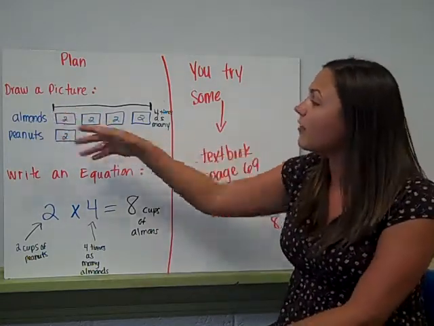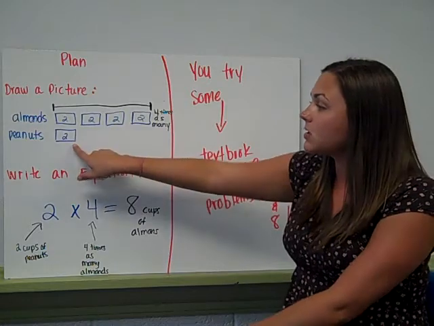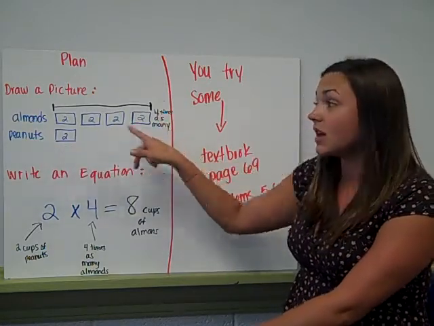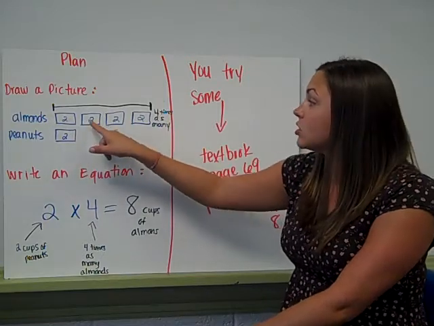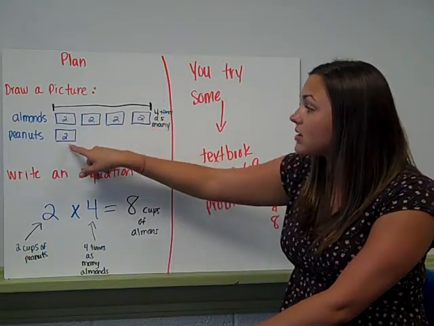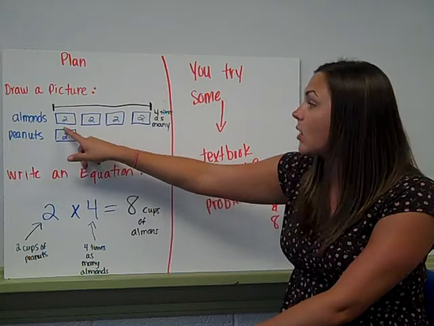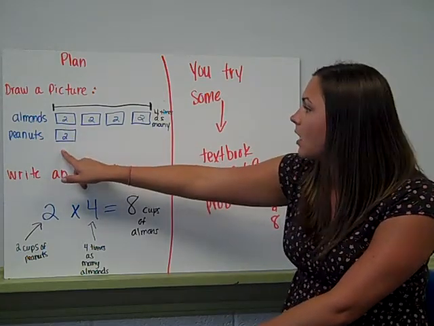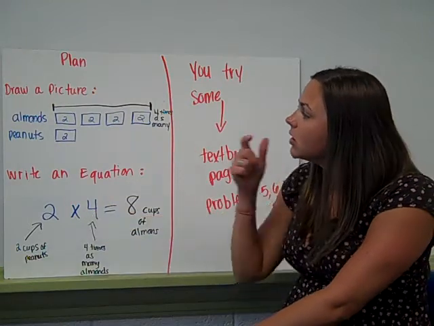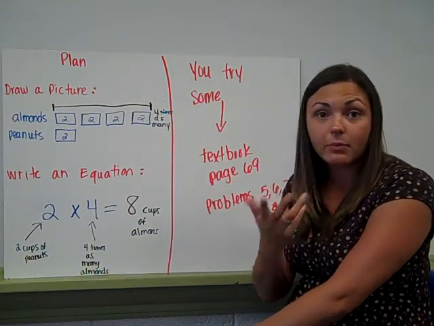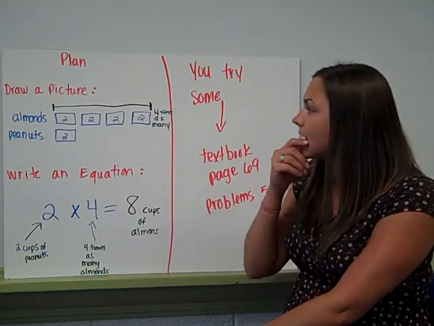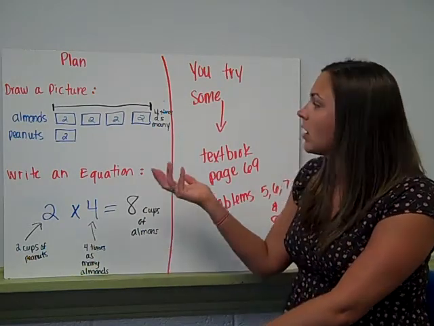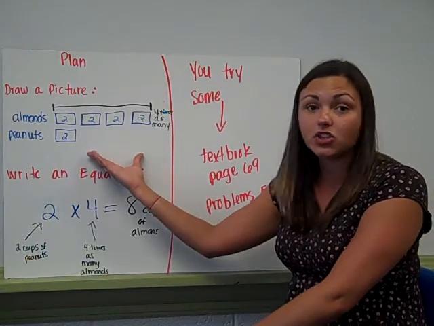So here we have a picture. Peanuts is represented by 2 cups. But it told me that there's 4 times as many almonds. So I have 1, 2, 3, 4 boxes with the number 2 in it, because I know I have 4 times as many almonds as I do peanuts. Looking at this picture, I can count by multiples of 2. I can estimate what I think the answer is going to be. I can do a lot of things just from this picture.